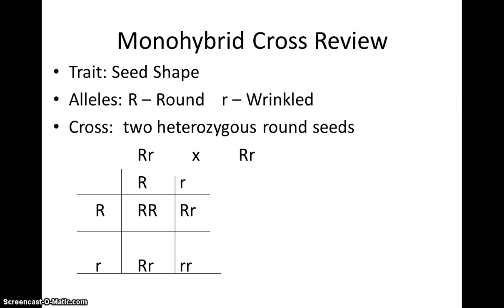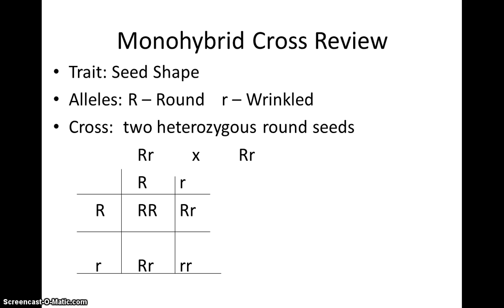Okay, so what we're going to start with today is a little bit of a review, and also I want to emphasize something I didn't emphasize in yesterday's lesson. So we're going to start out just reminding you that we did monohybrid crosses yesterday, which means we were just dealing with one trait. And in this case, the example we have, the trait is seed shape.